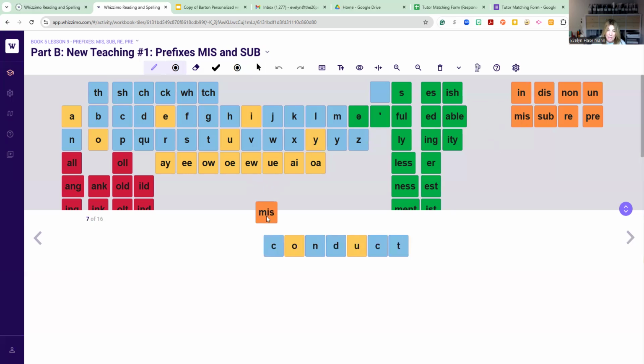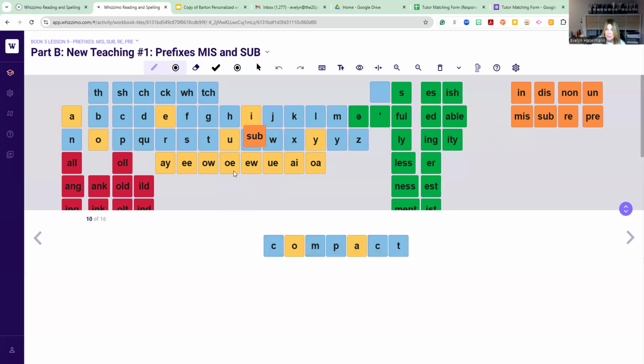So you can have misconduct, which would be the wrong conduct or the wrong behavior. You can misspend your money, or misspent. Again, two S's, one from the prefix and one from the base word. And so then we review. These are the prefixes we have.